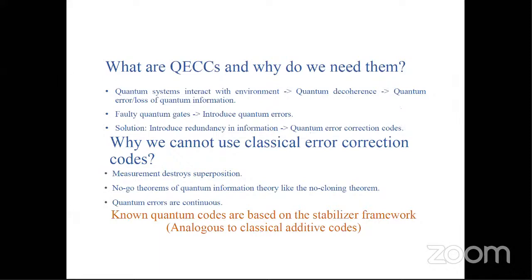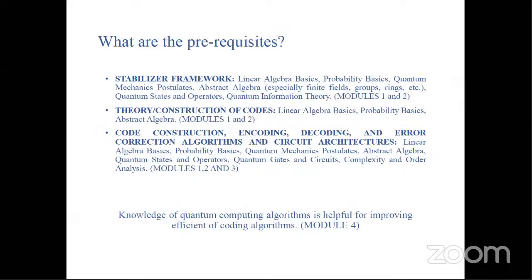So next, I'll be speaking about the prerequisites required for one to pursue research or study about quantum error correction codes. The first thing is the stabilizer framework. All the known quantum error correction codes are constructed based on the stabilizer framework. For this framework, we need linear algebra basics, which is common to everything in quantum, because quantum dynamics is linear. We also need probability basics, because here we're speaking about quantum error correction codes, so quantum information theory comes into play, and we are building these codes for quantum channels, let them be in quantum computers, communication, or storage channels.